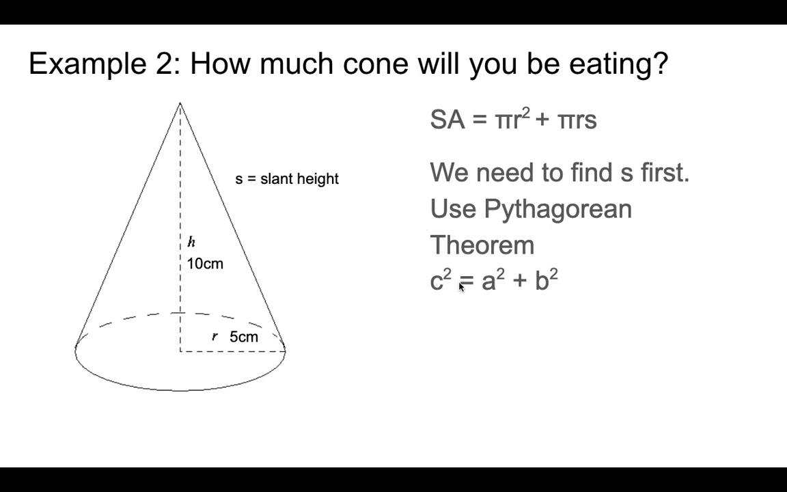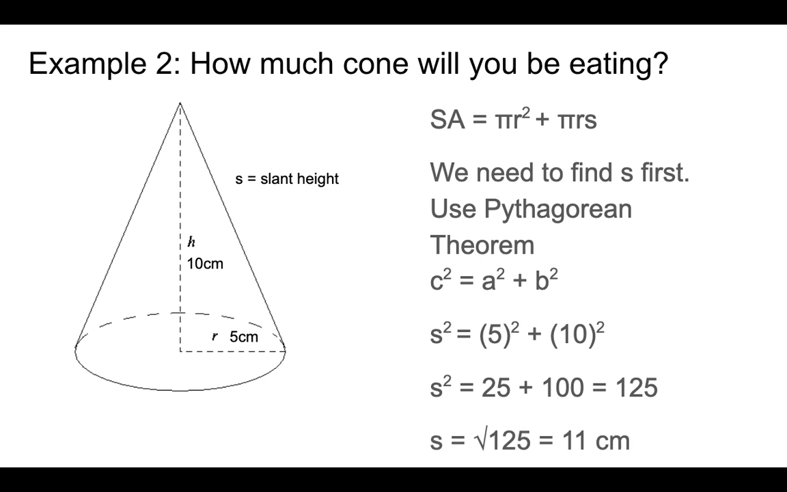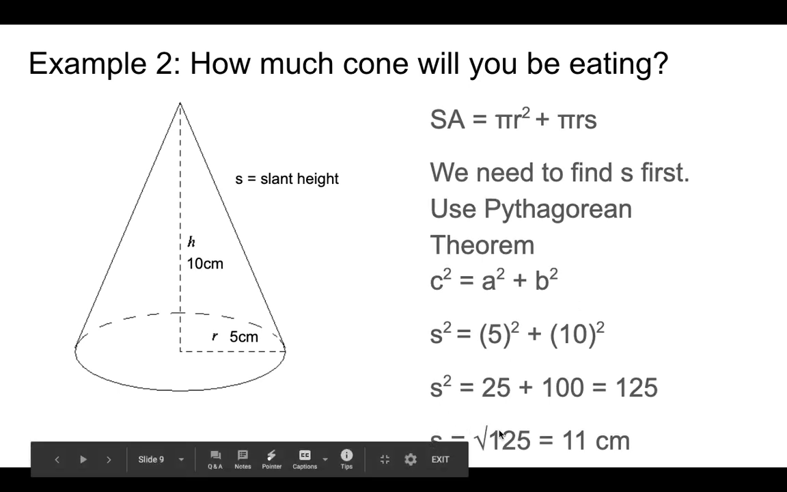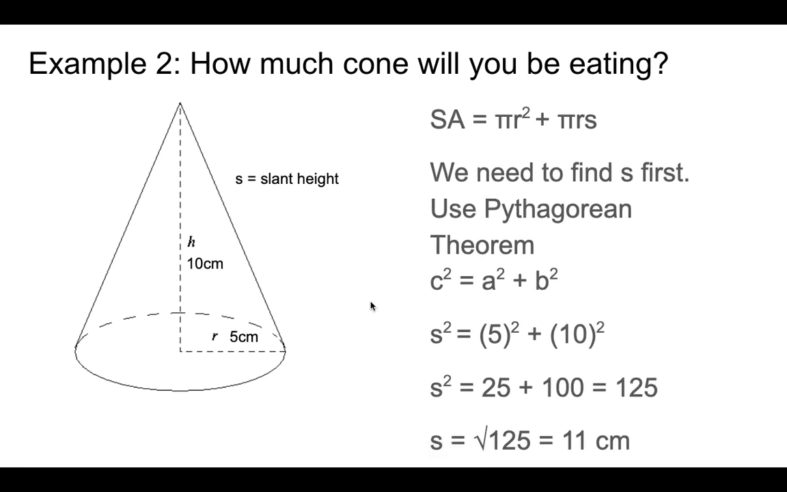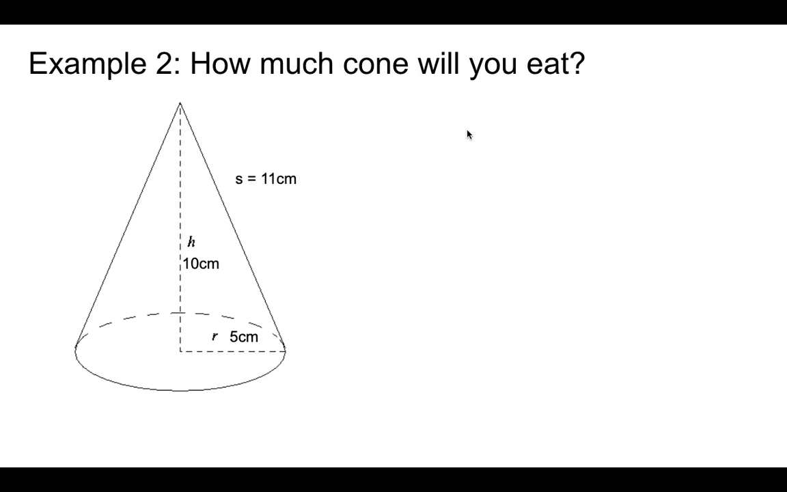So again, we can use the Pythagorean theorem, c squared equals a squared plus b squared. In this case, S is our c, it's our hypotenuse, and the other two sides can go in for a and b. So S squared is 5 squared plus 10 squared, which is 25 plus 100, which is 125. And our final step is to take the square root of both sides. S is equal to about 11 centimeters. Okay, now that we have the slant height, we can find our surface area. So let's go to that.